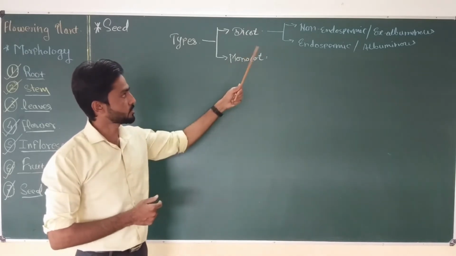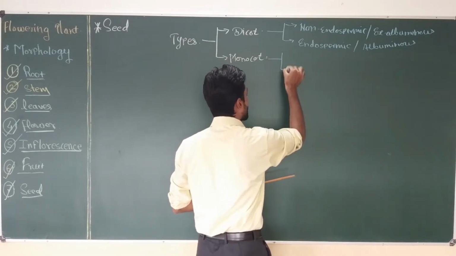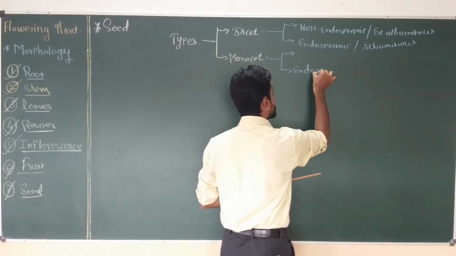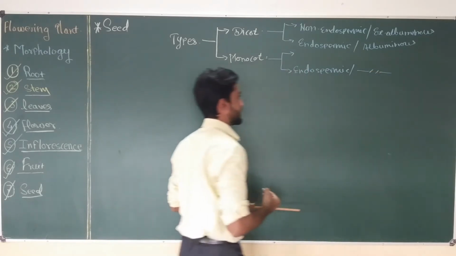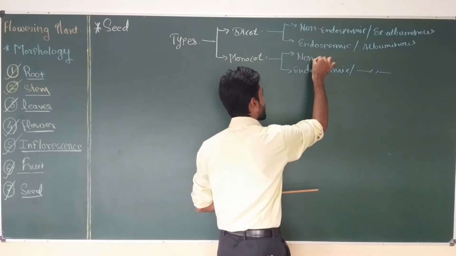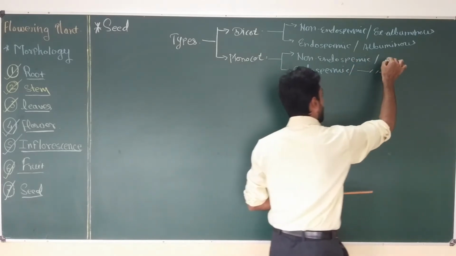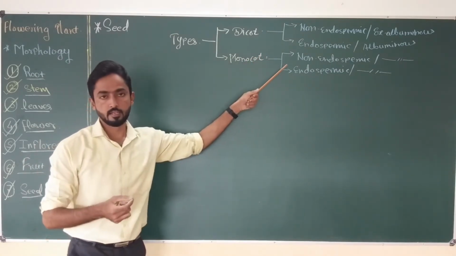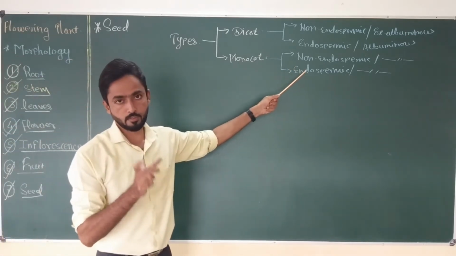Similar two types are found in monocot seed. If the monocot seed shows endosperm, it is called an endospermic or albuminous seed, and if the monocot seed does not show endosperm, in that case it is called a non-endospermic or exalbuminous seed. So these are the four different types of seeds found in the fruit of angiospermic plants, and they are based on the presence or absence of endosperm.